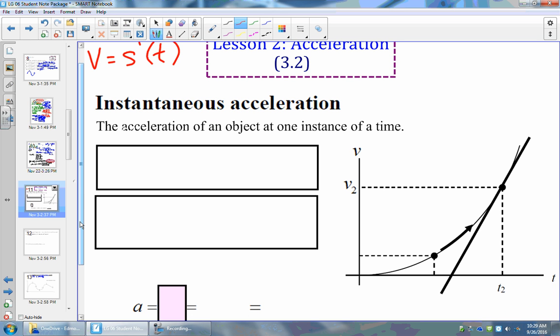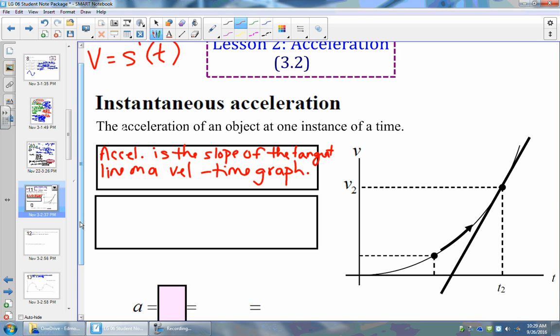at a specific time. So first thing we want to recognize is that acceleration is the slope of the tangent line on a velocity time graph. So think about what that means. I'm not talking position anymore. I'm talking acceleration is the slope of the tangent line. So think about slope of the tangent line on a velocity time graph.